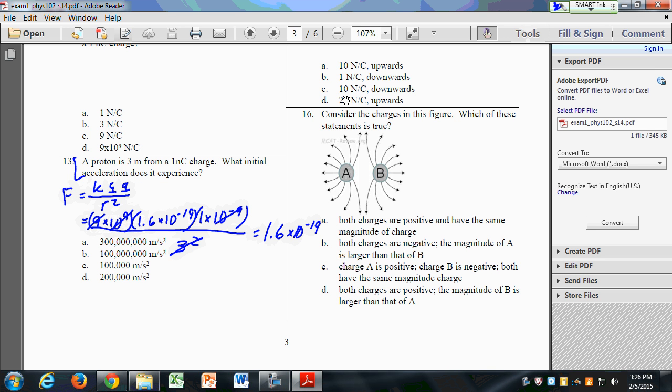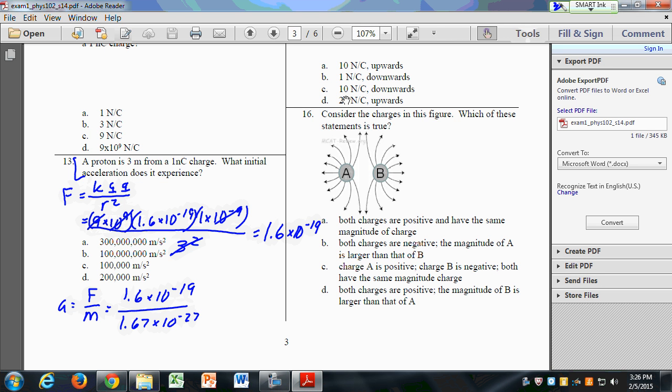All right. And then if I want to know the acceleration, that's just F over m, divided by the mass of a proton. Let's see, it's 1.67 times 10 to the minus 27. Before I even look at my calculator, I can say these two basically cancel out. They're both 1.6 basically. So that's 10 to the minus 19 over 10 to the minus 27, which is 10 to the 8th.